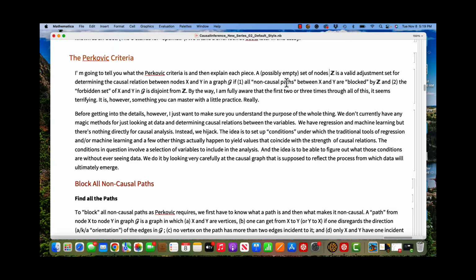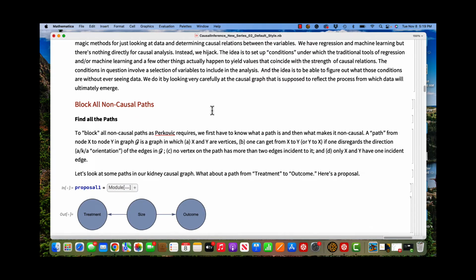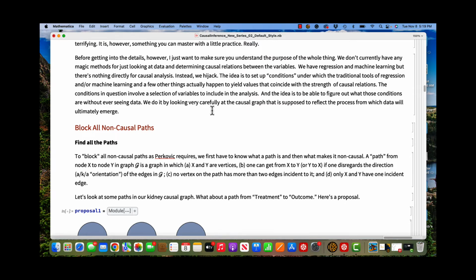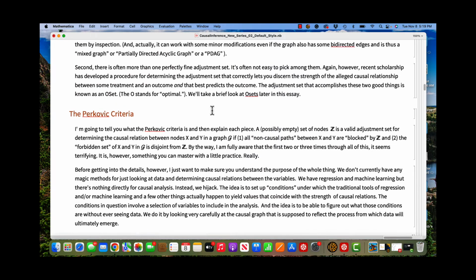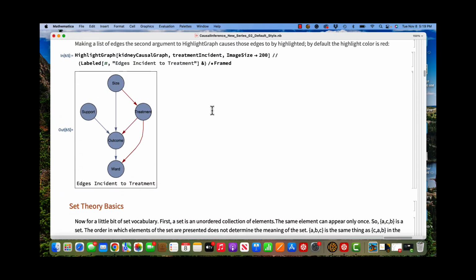We better figure out what a path is. We better figure out what it means for a path to be non-causal. And then we better figure out what it means to be blocked by Z. All right, so figuring out what a path is isn't too hard. Let me go back up to the picture and we'll just look at it. There's a path from treatment to outcome if you can get there by following an edge, but you're allowed to disregard the direction of the edge.